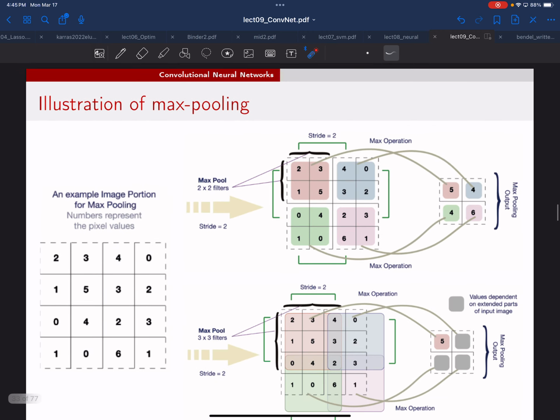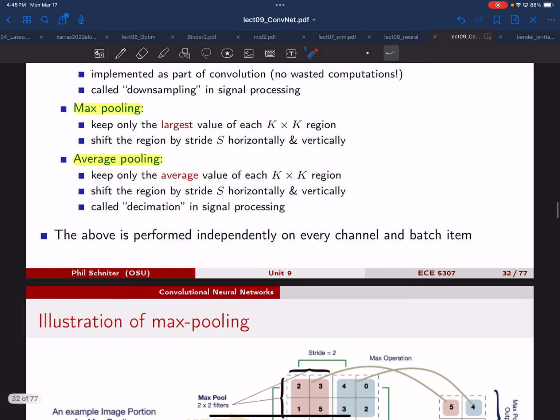So here's another illustration. So here's the input. Let's say that this K by K region is 2 by 2. So I look for the largest pixel value here. It turns out to be 5. So that is the number that I keep. Then I shift over my window here, look for the largest. That happens to be 4. I shift it over here, largest is 4, and so on. So that would be the case where K is 2 by 2, and it's shifting by 2.